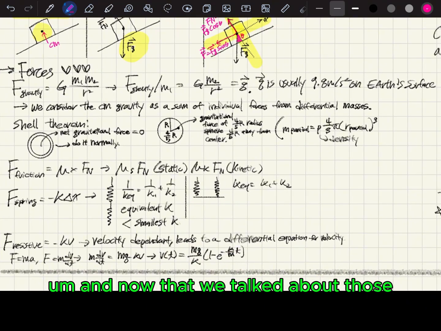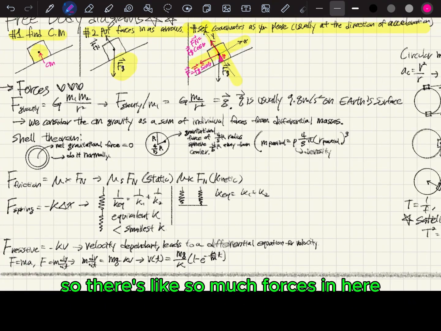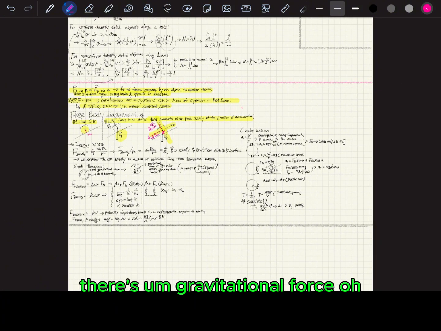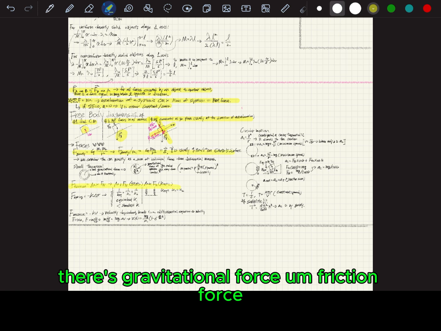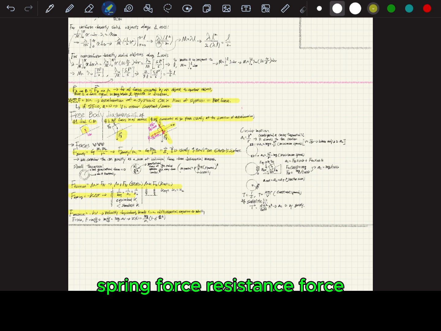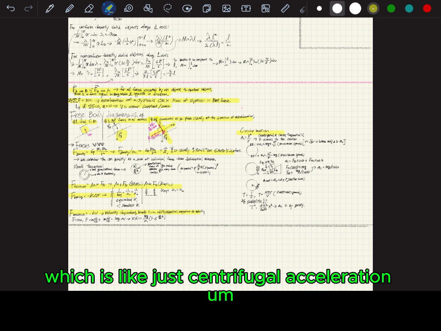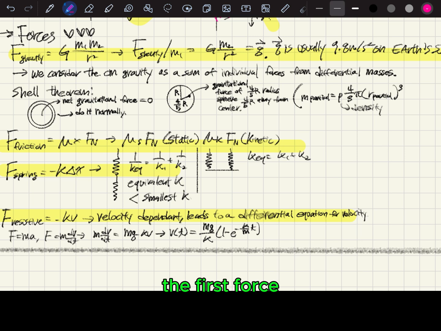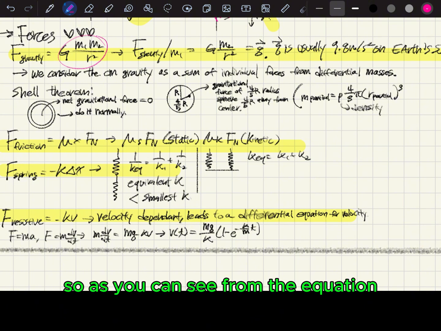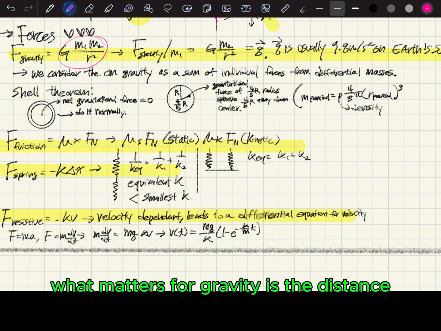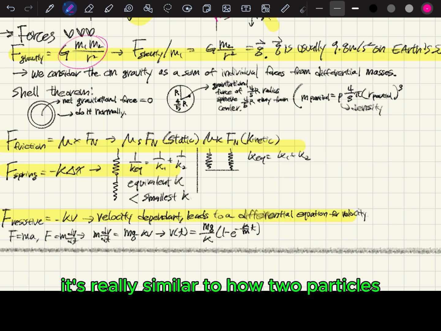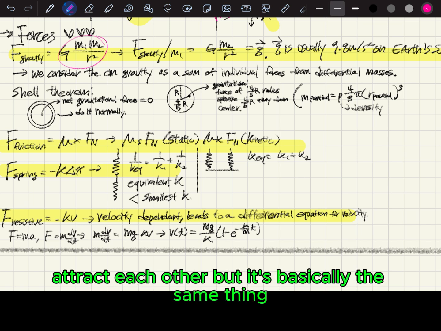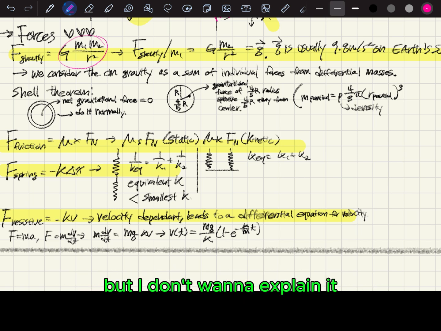And now that we talked about those, we should talk about the forces that are causing these. There's like so many forces in here. There's gravitational force, friction force, spring force, resistance force, and circular motion, which is just centripetal acceleration. So the first force that I'm going to talk about is the force of gravity, and it has this equation. As you can see from the equation, what matters for gravity is the distance, r, and the mass. If you studied electromagnetism, you would see that it's really similar to how two particles attract each other, but it's basically the same thing, but I don't want to explain it.